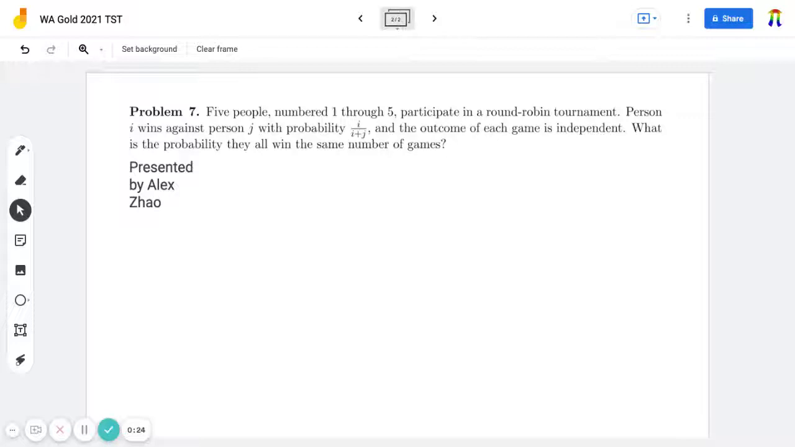Okay, let's see. So, first, note that, because it's a round-robin tournament, every pair of players plays exactly one game. So the total number of games is 5 choose 2, which is equal to 10. So the total number of wins for each person, because the wins are split equally, because everyone has the same number of wins, is 10 divided by 5, which is 2. So 2 wins per player.